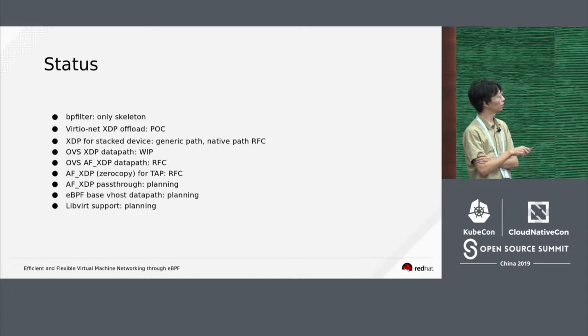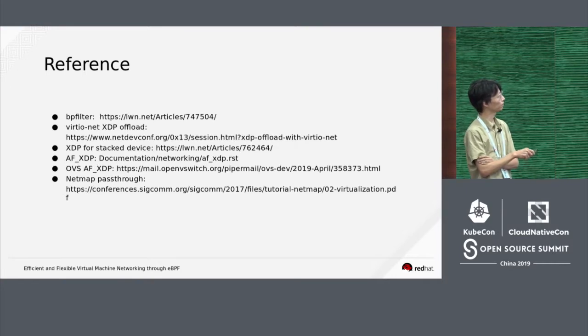This is the status. The bpfilter is only a skeleton, and virtio-net is just at its beginning. It can also only be realized in the native path RFC, and the OVS XDP data path. We are building a prototype, and the OVS AF_XDP path is still RFC, and for the AF_XDP passthrough data path, we are still planning it. We need libvirt support, and we are still planning it. These are some references.